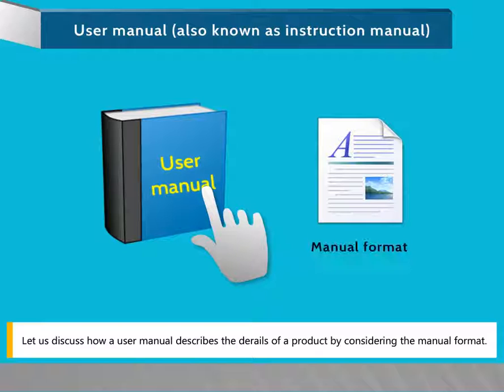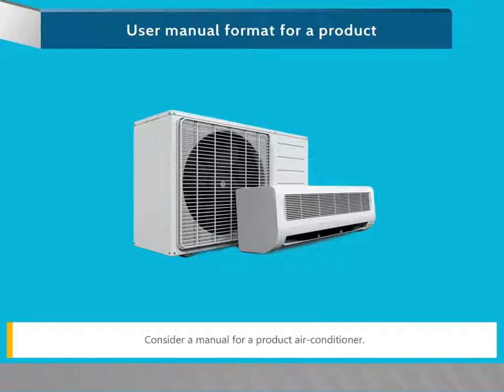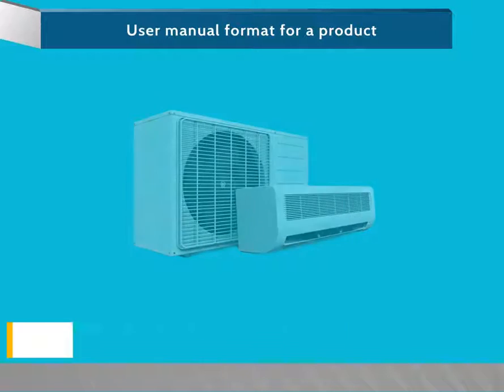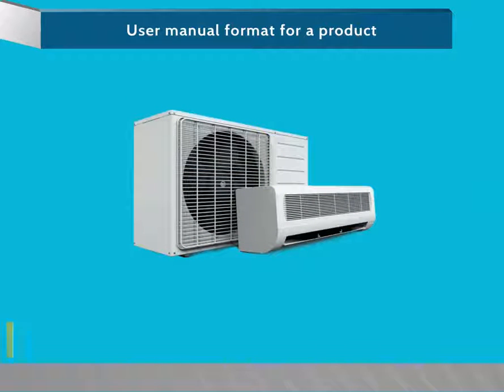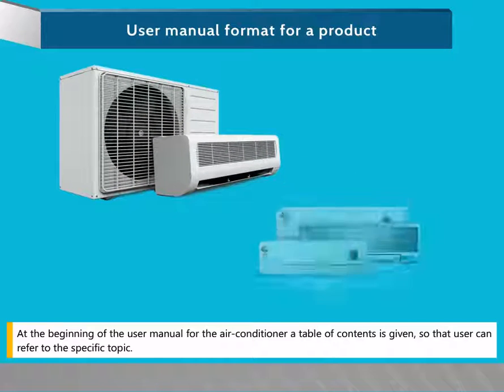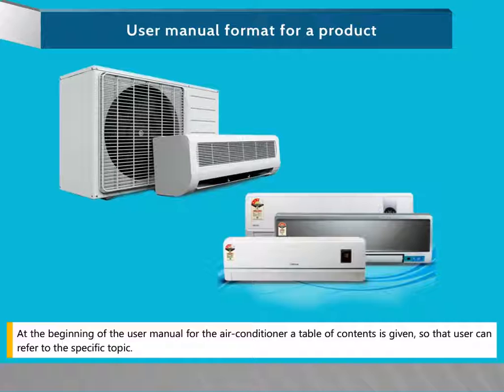Let us discuss how a user manual describes the details of a product by considering the manual format. User manual format for a product. Consider a manual for a product, air conditioner. Let us discuss how the user manual describes the details of the product. At the beginning of the user manual for the air conditioner, a table of contents is given so that the user can refer to the specific topic.